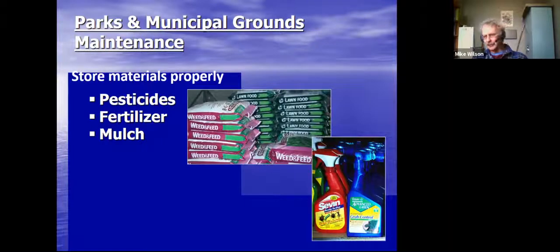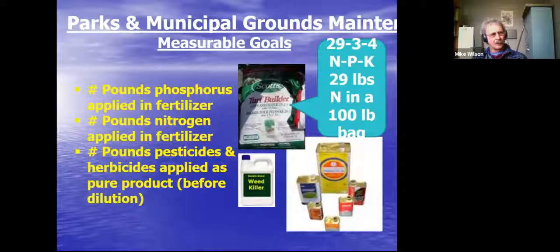You want to store your material properly. Keep your pesticides, fertilizer, and mulch under cover. And of course, what's your measurable goal for park systems? The amount of pounds of phosphorus applied in the fertilizer, the amount of pounds of nitrogen applied in fertilizers, and the amount of pounds of pesticides and herbicides applied as pure products. That's before dilution.